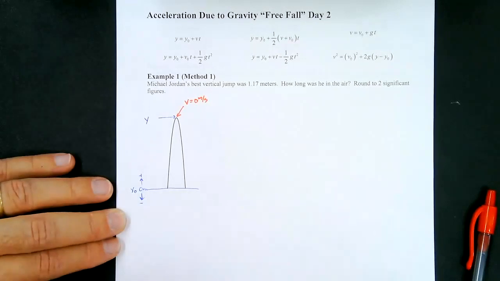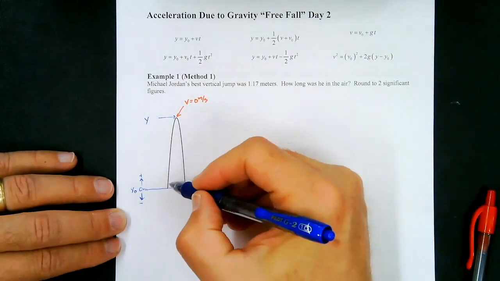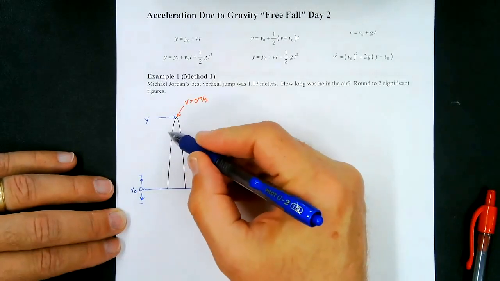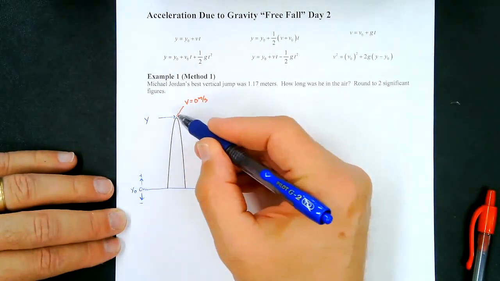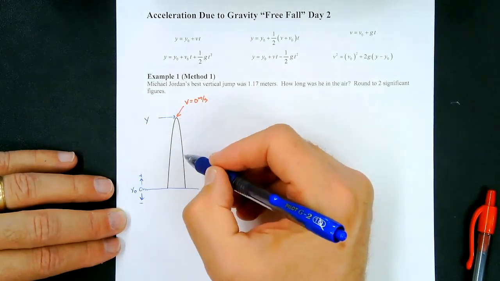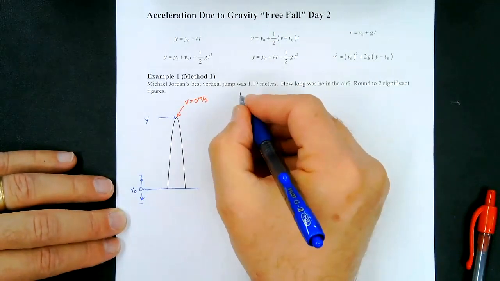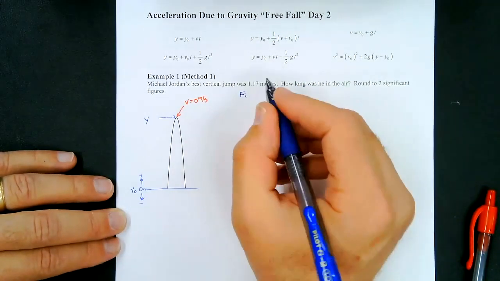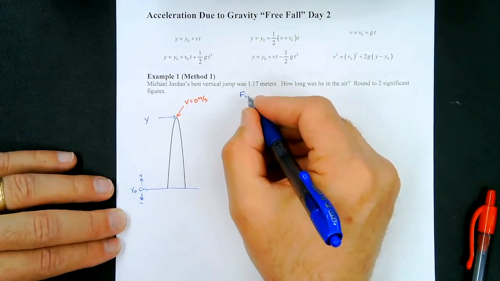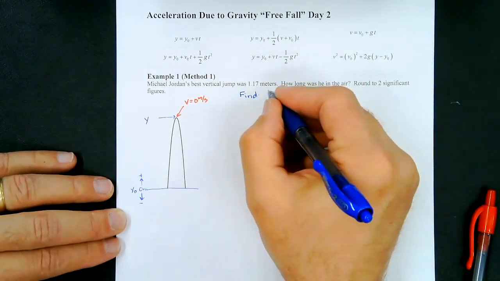So that's everything I know. How long was he in the air? I'm going to figure out the time it took to go up and reach the highest point, and then all I need to do is double it to get the time going up and down. We're going to do this problem two different ways. In this first method, we're going to find the time going up.